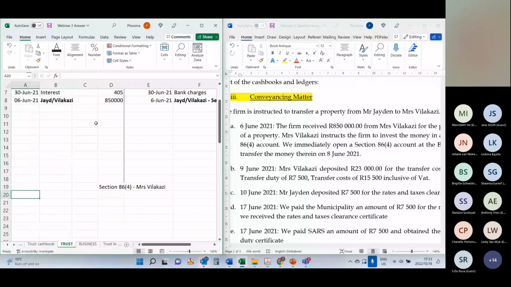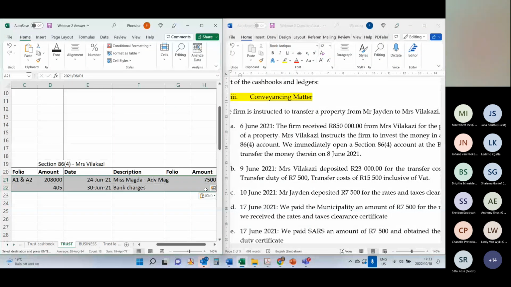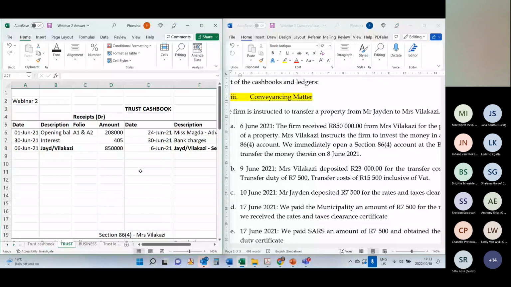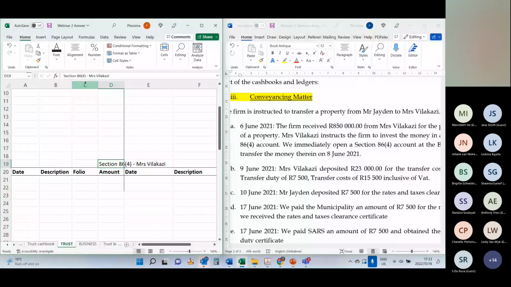Okay, so after copying the format, we delete and then we record. In this case, it's our 850. We are investing it in a section 86 for Mrs. Vilakazi. So this is more like an investment account, like a trust cash book, because the account that we are opening at the bank, that we will obtain statements for, is dated 8 June 2021. So it's from the trust bank account, and how much? 850,000. So this is how you record. And then to complete this transaction, it's not complete the way that I've done it.